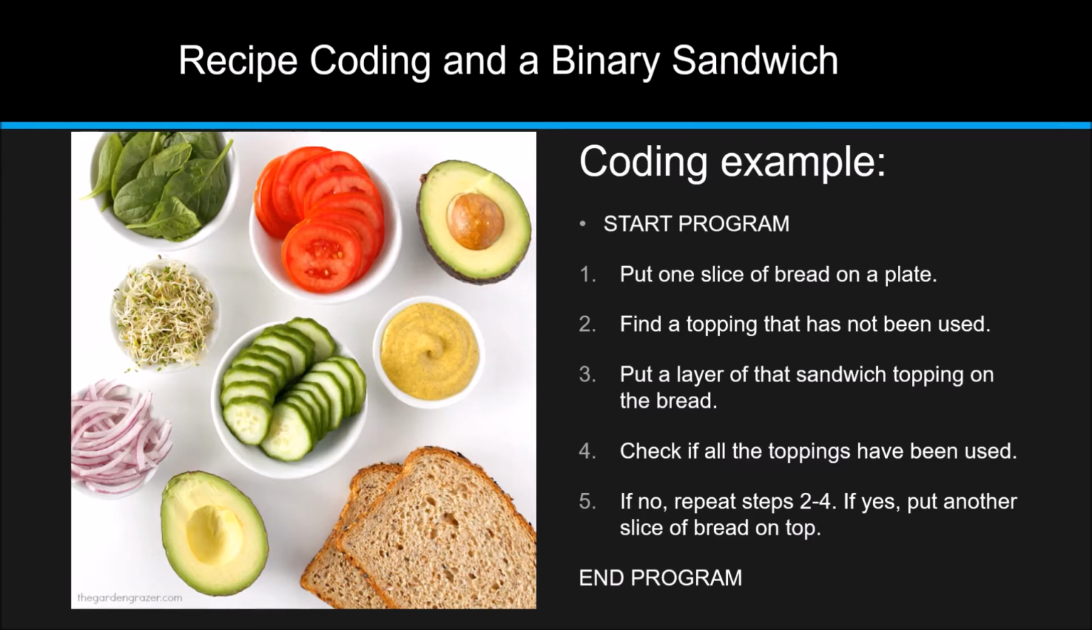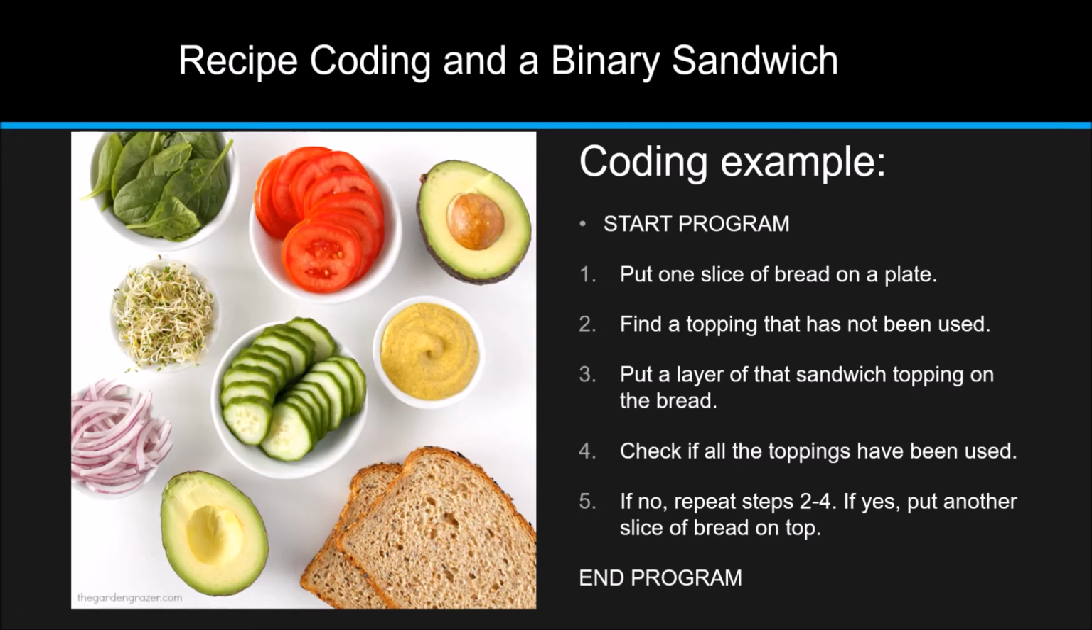So you find a topping that's not on the bread and pick one and cover the bread with a layer of that topping. That's step 3. Put a layer of that topping on the bread. Next step, check if all the toppings have been used. Nope, we only used 1.